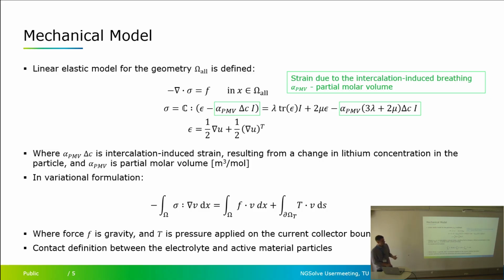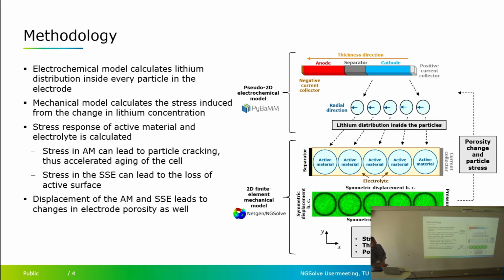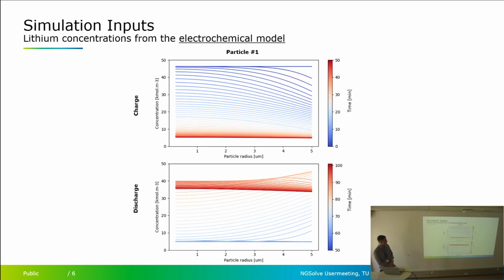Because of the convergence issues, we had to apply a very low gravitation on the whole model. So this is an outside force, and as I said, traction pressure on one boundary, and as well we have a contact defined between every active material particle and the electrolyte.